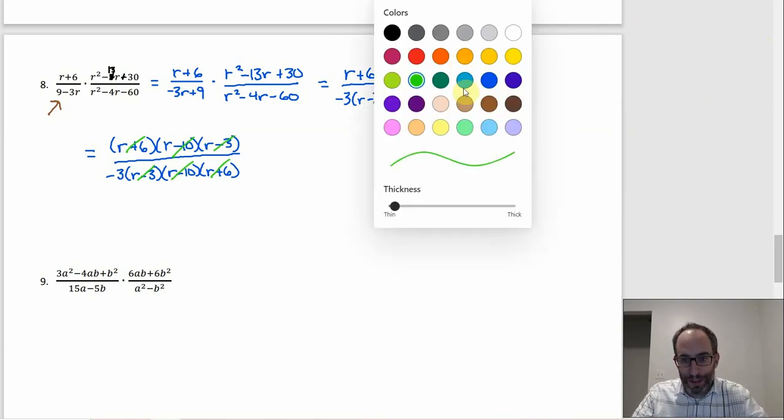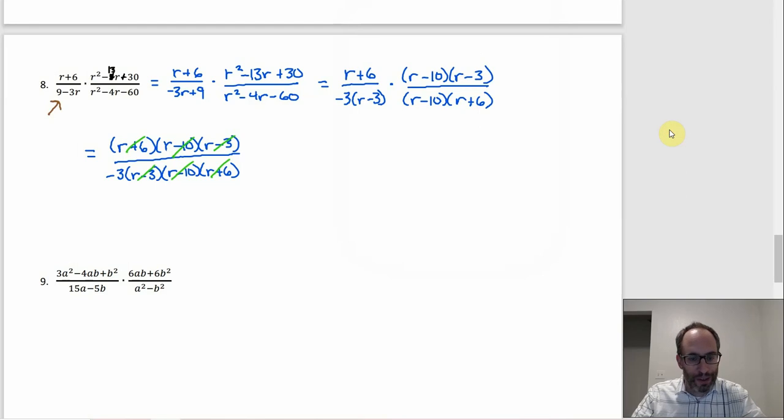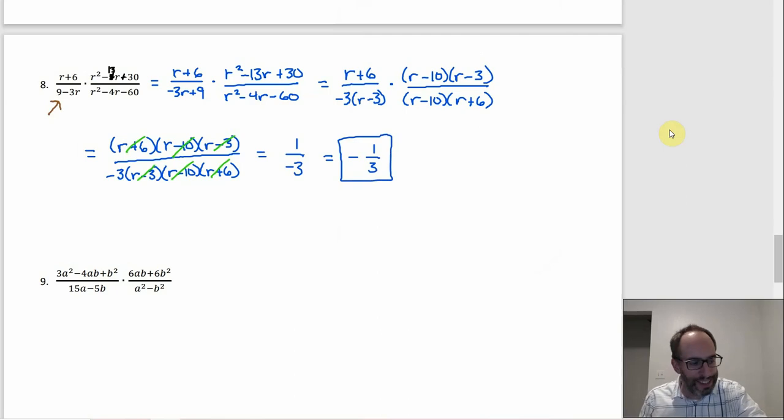Okay. And once you've canceled everything out in either a numerator or a denominator, since it's happening to us right now, what we're left with in the numerator is 1. And then in the denominator, we've got a negative 3. So 1 over negative 3, or more conventionally to write it with the negative out front, you get negative 1/3, and that is the answer. So another one that simplifies way, way down, and so does number 9, actually.